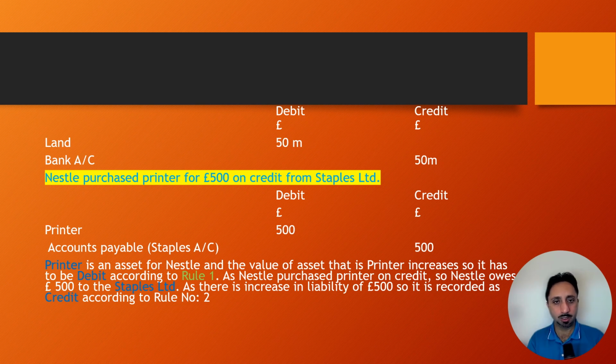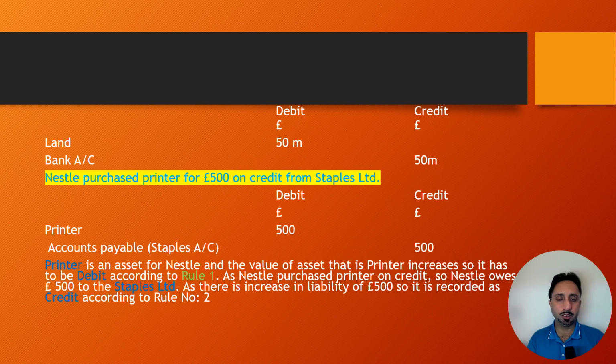Another example, Nestle purchased printer for £500 on credit from Staples Limited. Now, Nestle didn't pay for the printer. Nestle bought it on credit. Now, this seems to be a bit tricky, but try to make it simpler. Printer is an asset, and there is increase in the value of asset named printer. So printer has to be debited by £500.